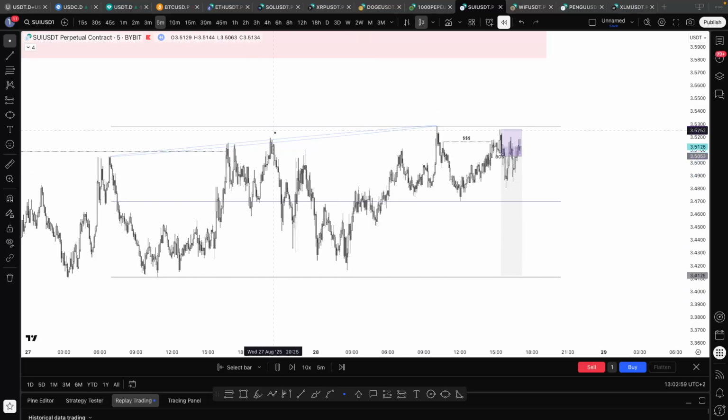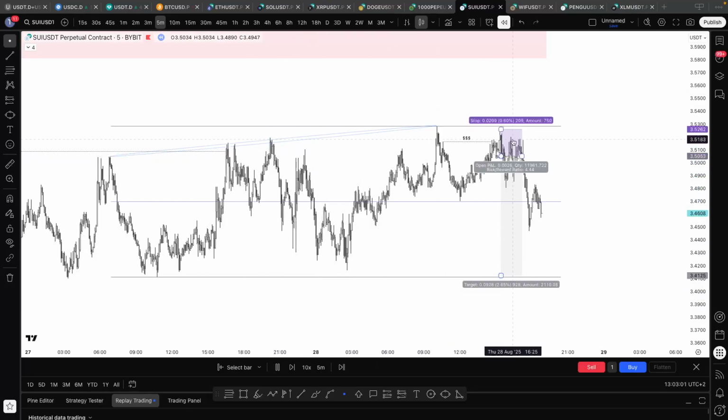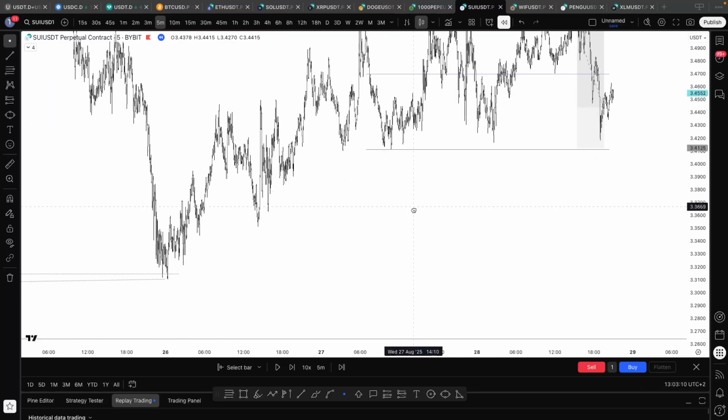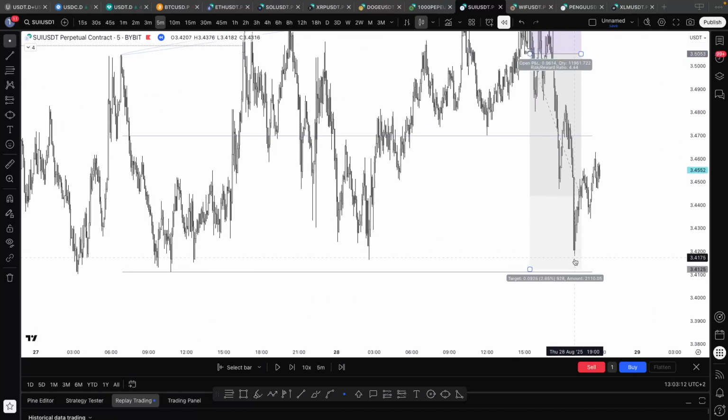Stick to your plan. Stick to your plan, because you were messing around right here, but stick to your plan. As well here, you don't partially TP right here. No, you have a plan. You have a plan to take it all the way lower. You don't partially TP right here.